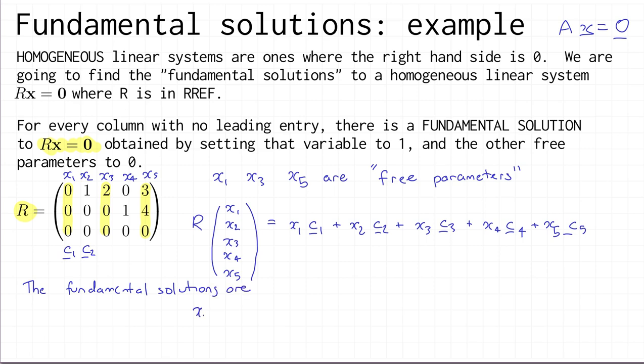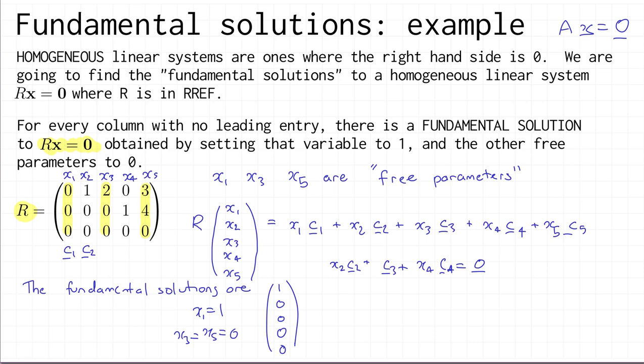So first of all, if we take x1 equal to 1, x3 and x5 equal to 0, then that solution should be 1, 0, 0, 0, 0. If we want x3 to be 1 and x1 and x5 to be 0, then what we're looking for is values of x2 and x4 such that x2 C2 plus x3 C3 plus x4 C4 is equal to the 0 vector. But that's really easy if you just look at the columns here.